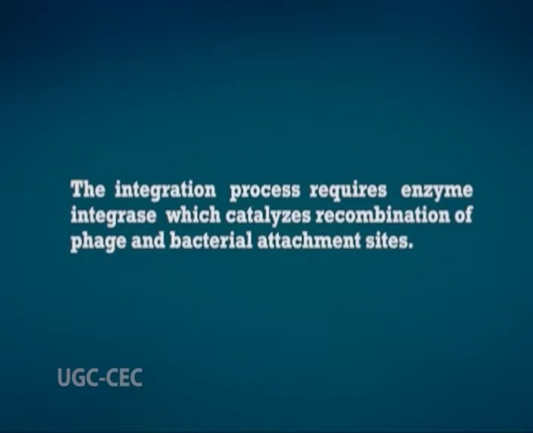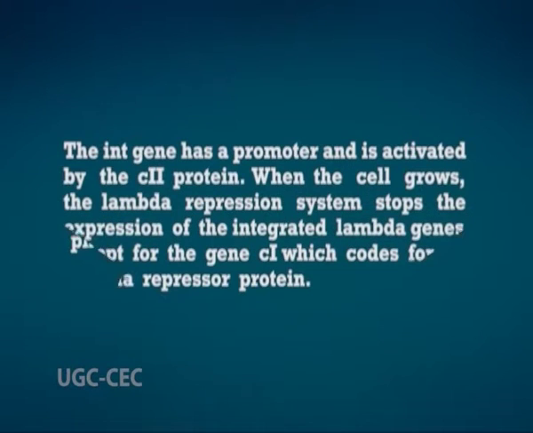The site of the cohesion of the two ends of the lambda genome is called the cos site. The genes C1 and Int, Int being the gene that encodes the enzyme integrase, must be expressed to establish the lysogenic cycle. The integration process requires this enzyme integrase, which catalyzes the recombination of the phage and the bacterial attachment site. The Int gene has a promoter and is activated by the C2 protein.